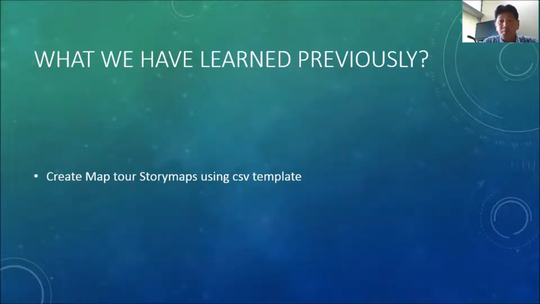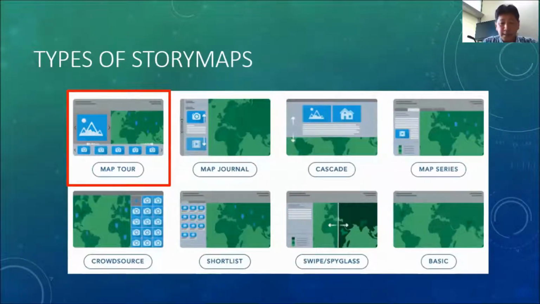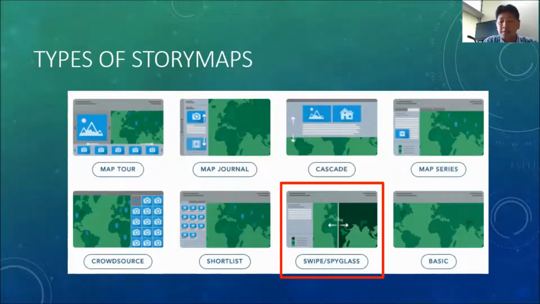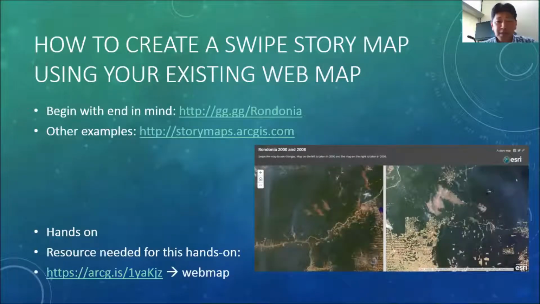So this is the map tour. Today we'll be looking at a different story map, which is the Swipe and Spyglass. This is another app that we have in ArcGIS Online. In the emails I sent you earlier, you probably have a sense of what the Swipe and Spyglass story map looks like. If you have not seen it, you may want to look at the example that I have provided.